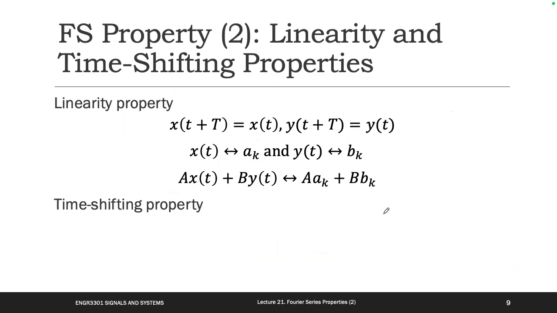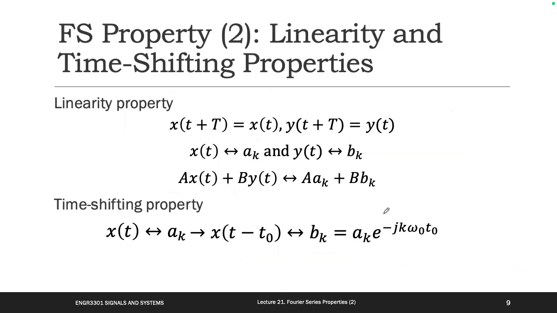And then let's check the time shifting property. It means we have a signal x(t) whose FS coefficient is a_k, and for x(t minus t0), the FS coefficient b_k will equal a_k multiplied by e to the negative j k omega naught t0. Which means if you have a shift in the time domain, you will have a shift in the frequency domain. That makes sense to you?